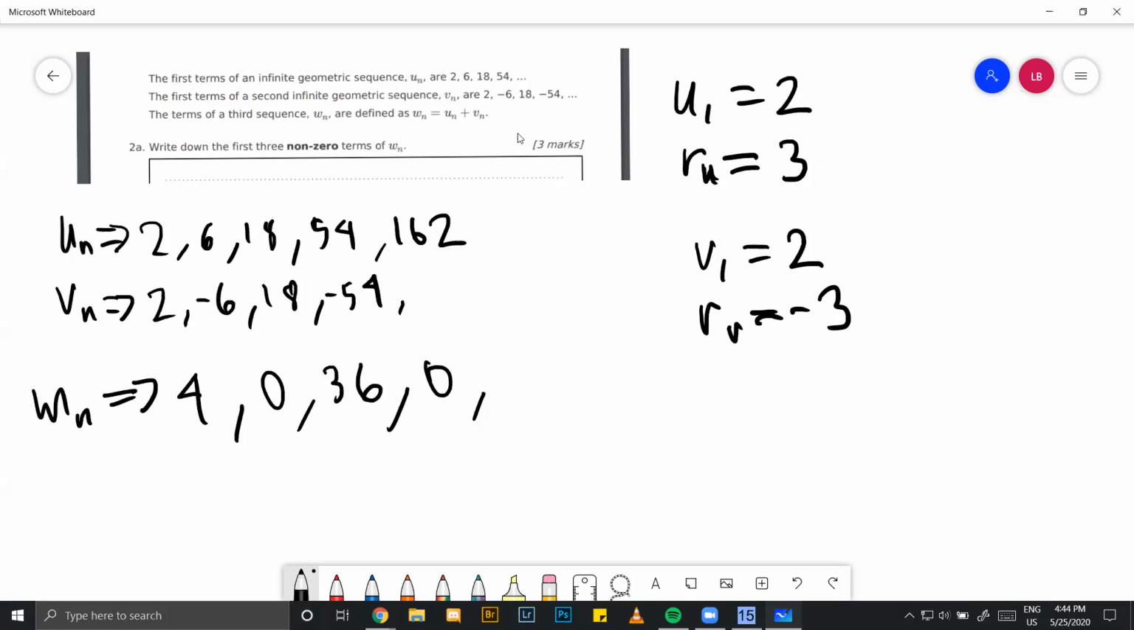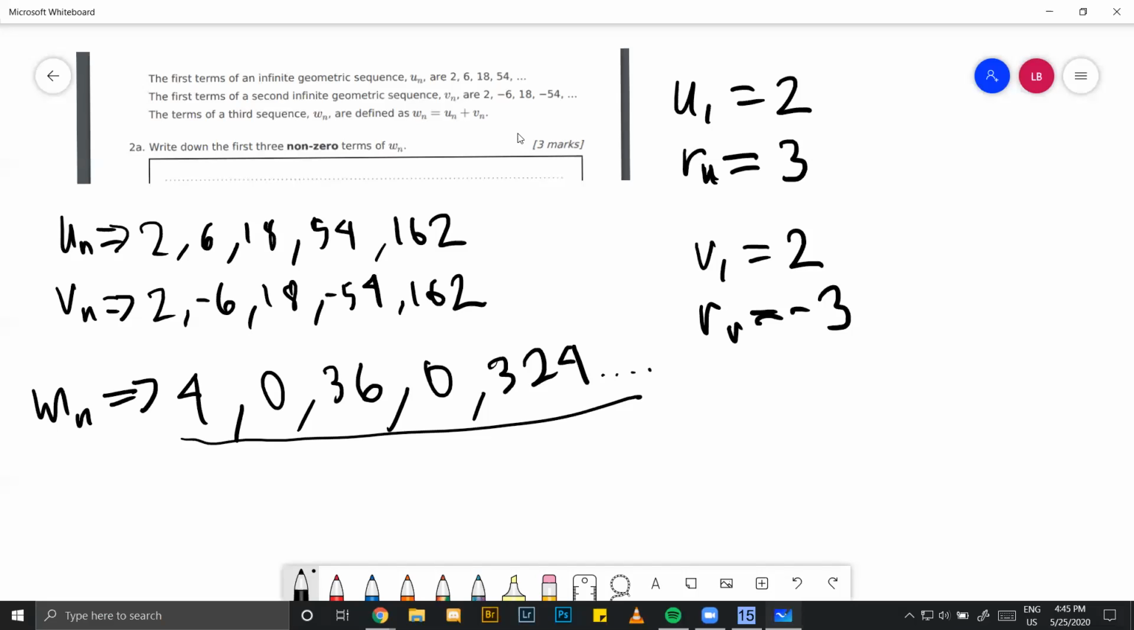So then you know that negative 54 times negative 3, you're going to get a positive number. When you multiply those two numbers, you're going to get 162 again. So you add up these two terms in order to get the next term of Wn. You get 162 plus 162, which is going to give you 324. Okay, now this is what the Wn sequence looks like.